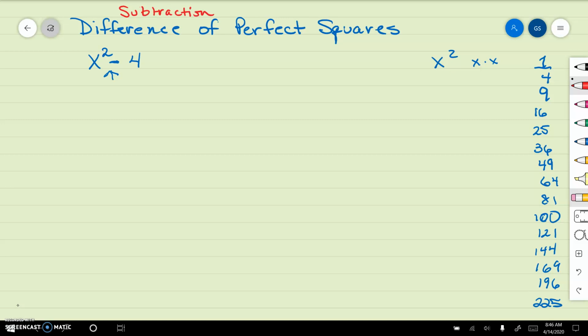So the first thing you have to notice is, is it going to be subtraction? In this case, obviously it is. We're going to double bubble like we do with our trinomials.